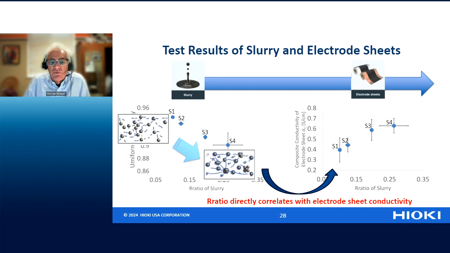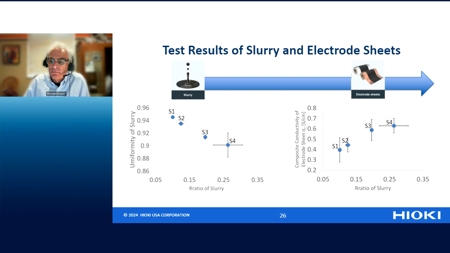Shiyun asks, for slurry current collector interface, can one use EIS instead of DC measurement? And what are their respective pros and cons? Are you still with me?